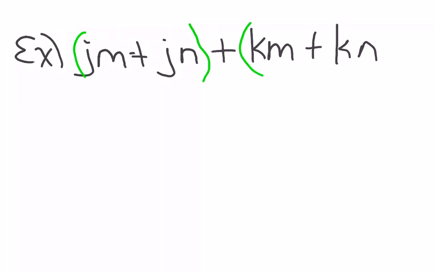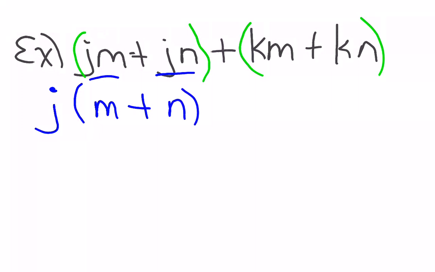So if I were to put parentheses around them like this, if each group has something in common, a GCF, a greatest common factor I can pull out of each one. So let's look at the first group with the J's. In this case, Jm plus Jn, there are 2 terms in here, and each term has a J. So we can factor out a J from that first group. And then if I pull a J from the Jm, M is left. If I pull a J from the Jn, N is left.